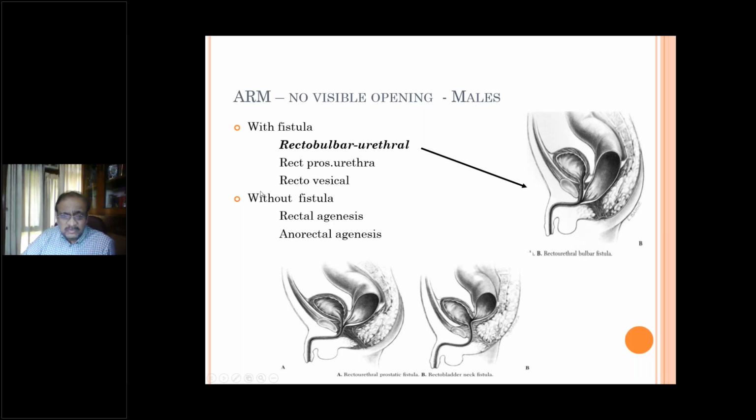In the males, without a fistula, you have either rectal agenesis or anorectal agenesis. Now, when this is opening out here, it could well be opening here, or it could be opening here. So then it will be known as prostatic urethra, or it will be known as rectovesical. So you could have either of the three outcomes in a fistula, when you have a fistula without any visible opening.